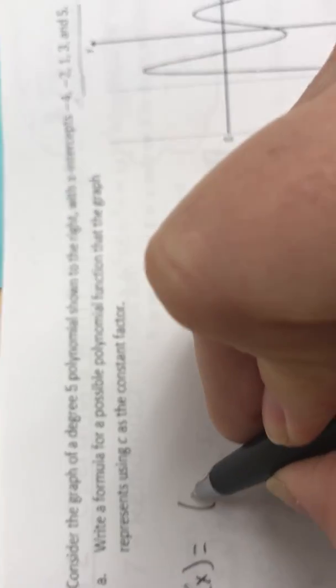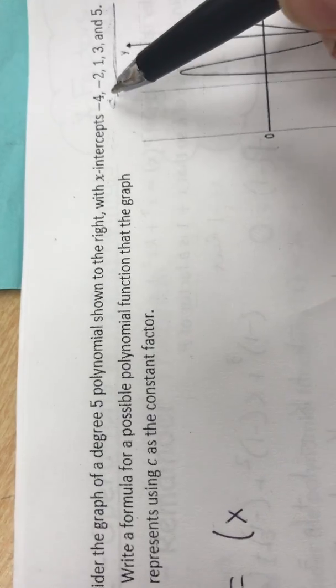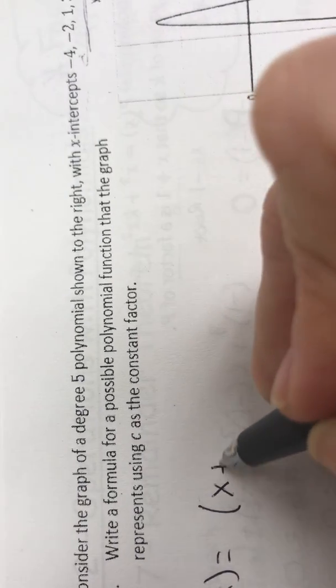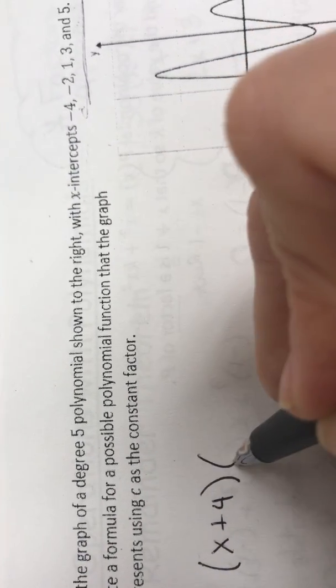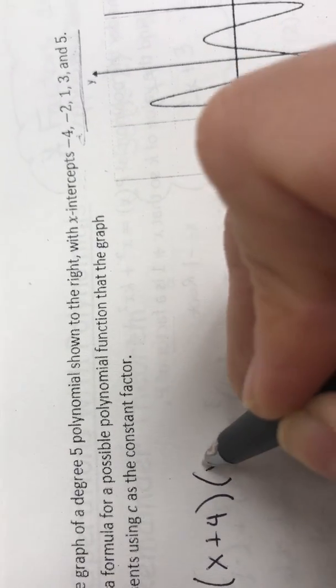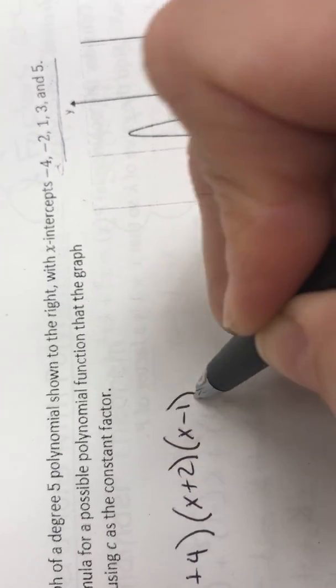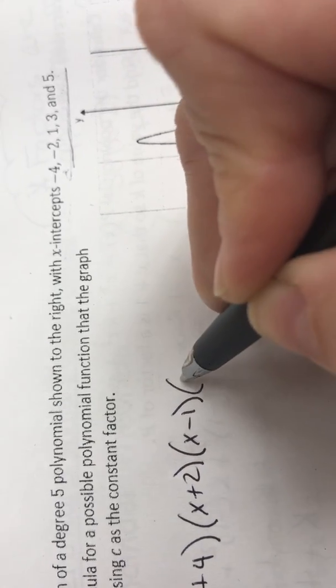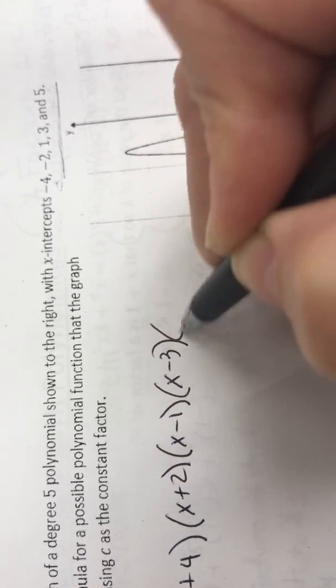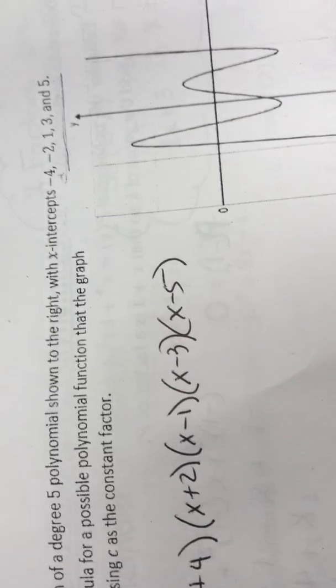The first root was -4, so I'm going to put x plus 4. The next root was -2, so x plus 2. The next root was 1, so x minus 1, always the opposites. 3 would be x minus 3, and 5 would be x minus 5.